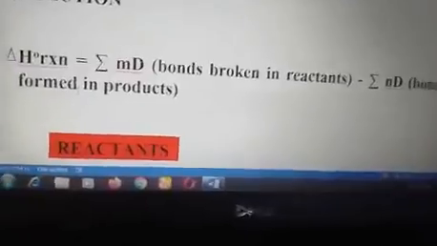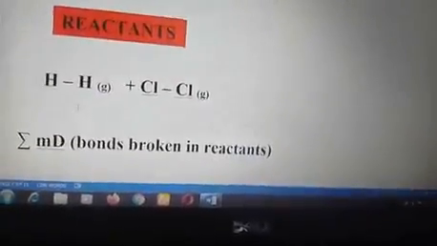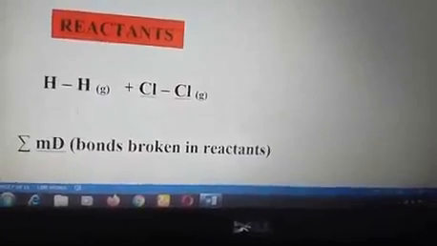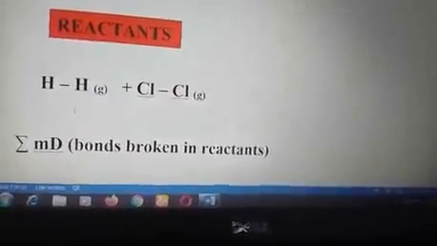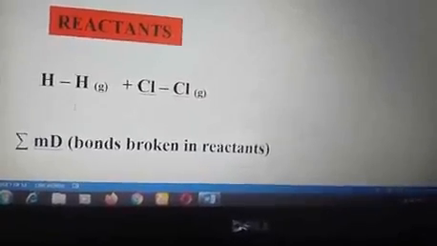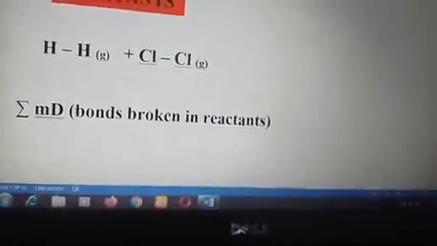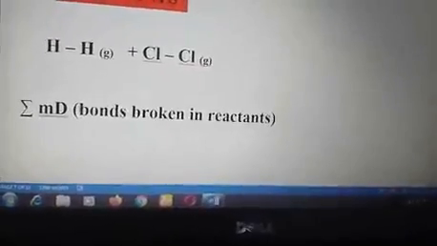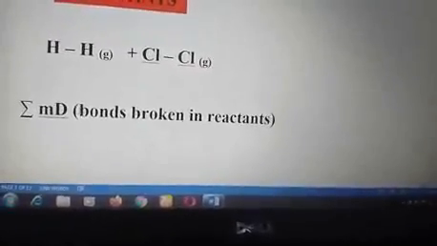the bond energy of bonds formed in the products. Looking at the reactants, the hydrogen molecule and the chlorine molecule, there's only 1 mole of each. So we'll now add up the bond energies. In the equation, it is the summation of the number of moles times the bond energy of bonds broken in the reactants.